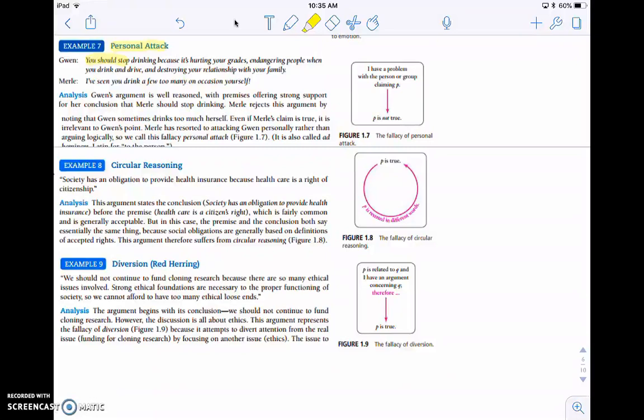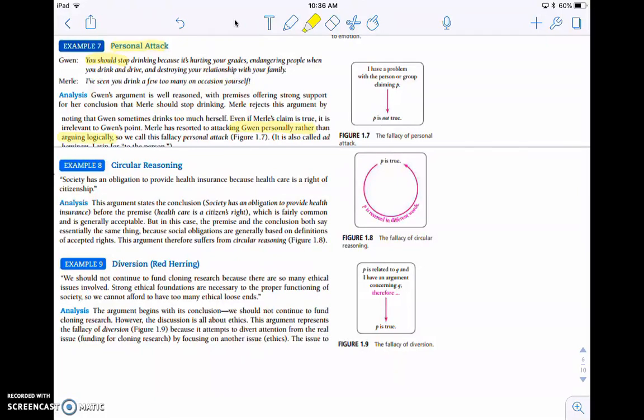So notice that Gwen makes a pretty good argument with a premise and some supports for her conclusion that Meryl should stop drinking. However, Meryl basically just disregards or rejects the argument and turns it to Gwen. And even if Meryl's claim is true, it's completely irrelevant to Gwen's point. And so what Meryl's done is resorted to attacking Gwen personally rather than arguing logically.